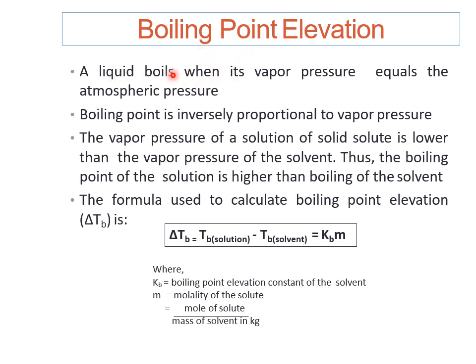Boiling point elevation means the liquid boils when its vapor pressure equals the atmospheric pressure. Boiling point is inversely proportional to the vapor pressure. So ΔTB is equal to TB solution minus TB solvent, which is equal to KB times m. KB is the boiling point elevation constant and m is the molality. We have seen this in the lab before. For freezing, we calculate ΔTF, if you still remember, TF solvent minus TF solution is equal to KF times m.